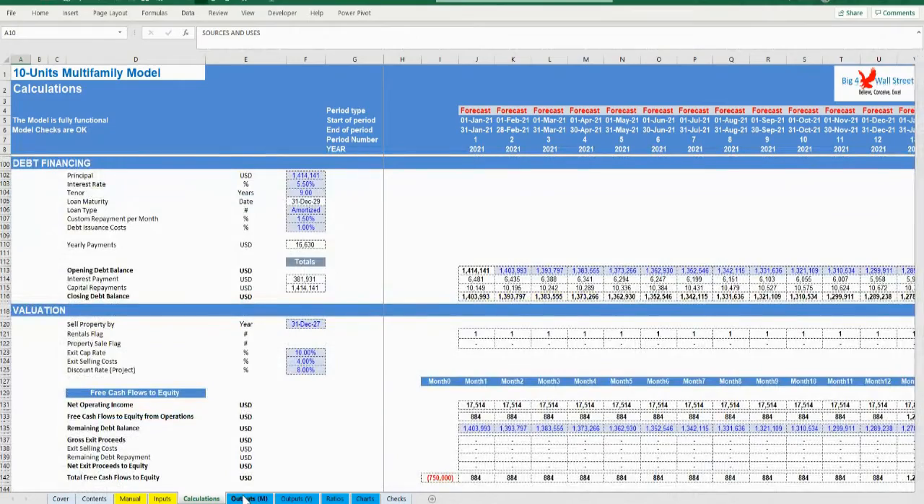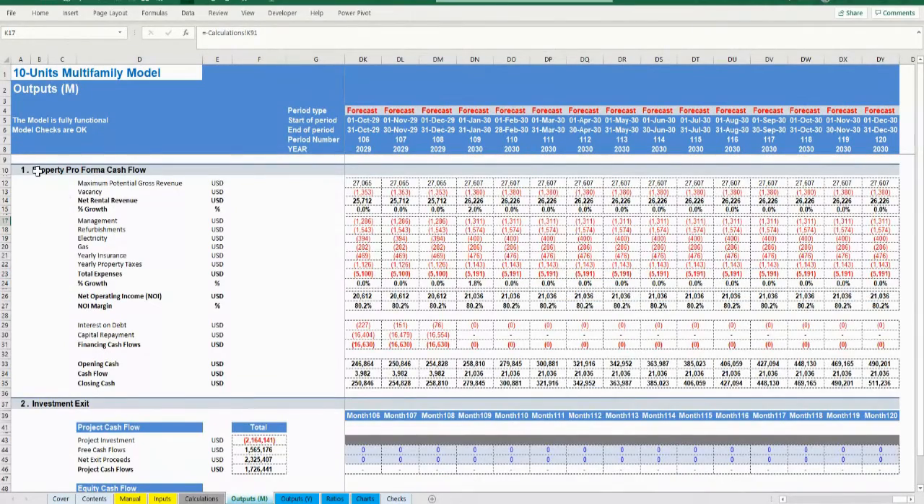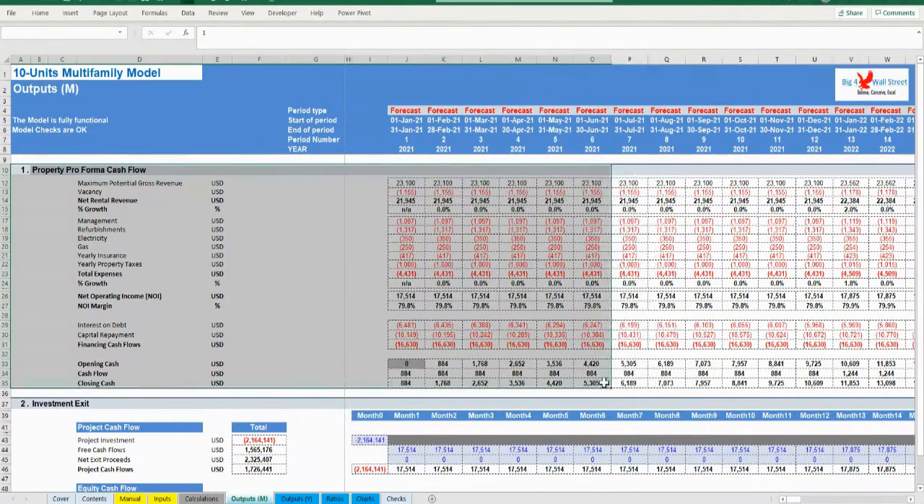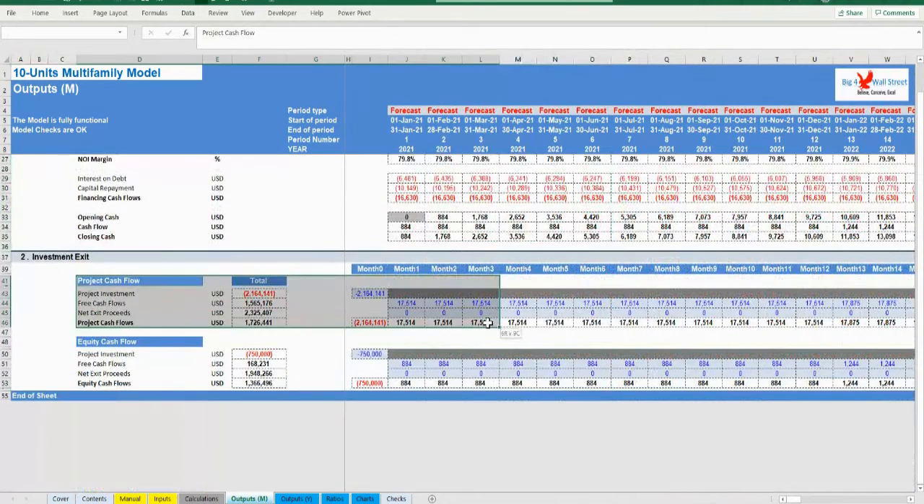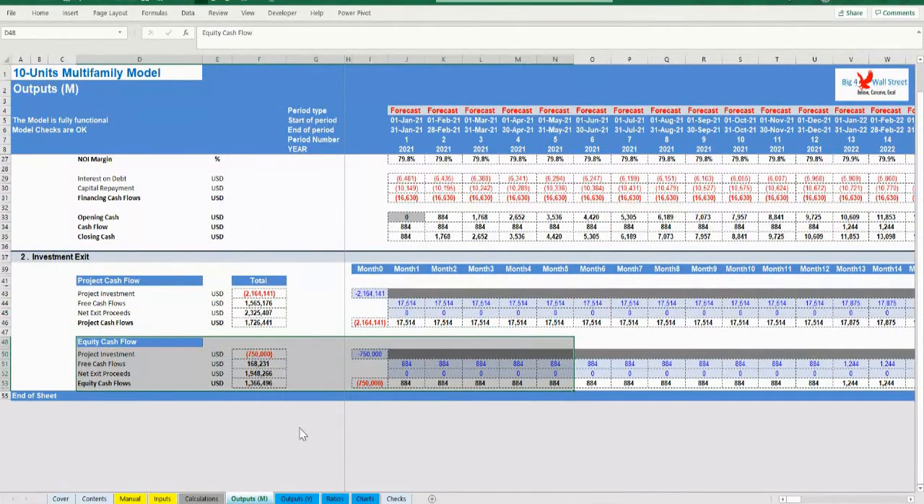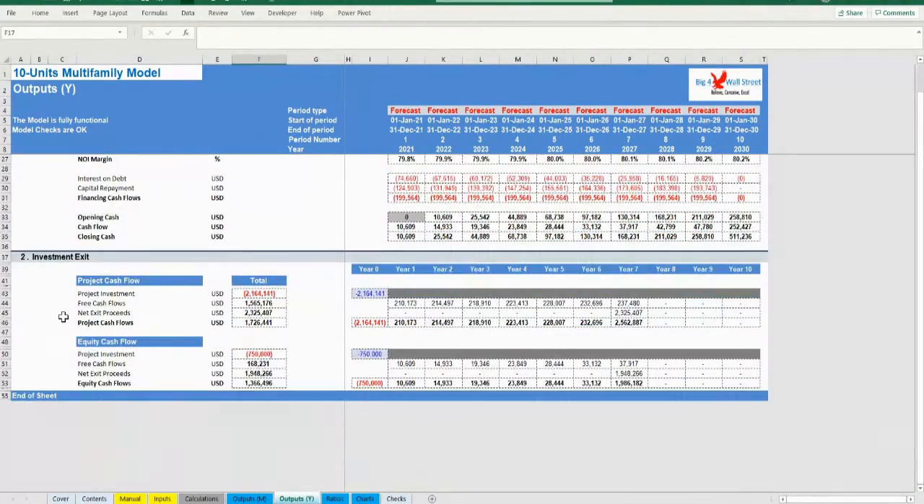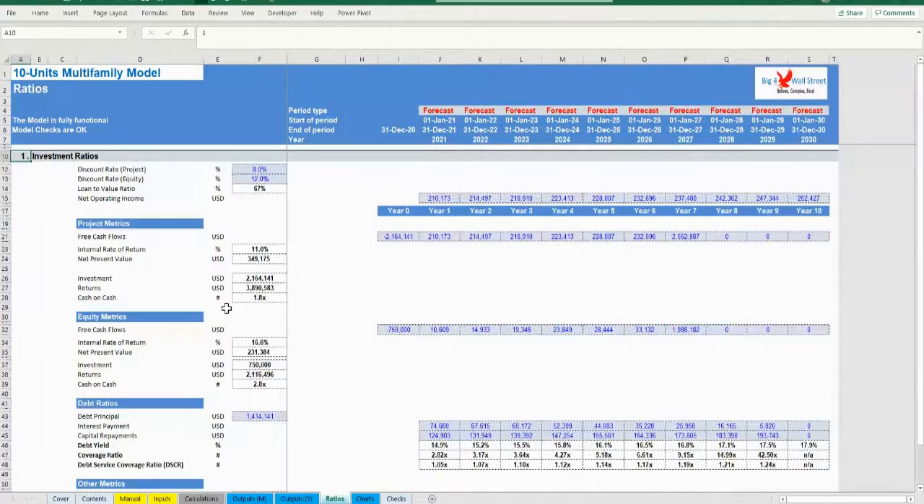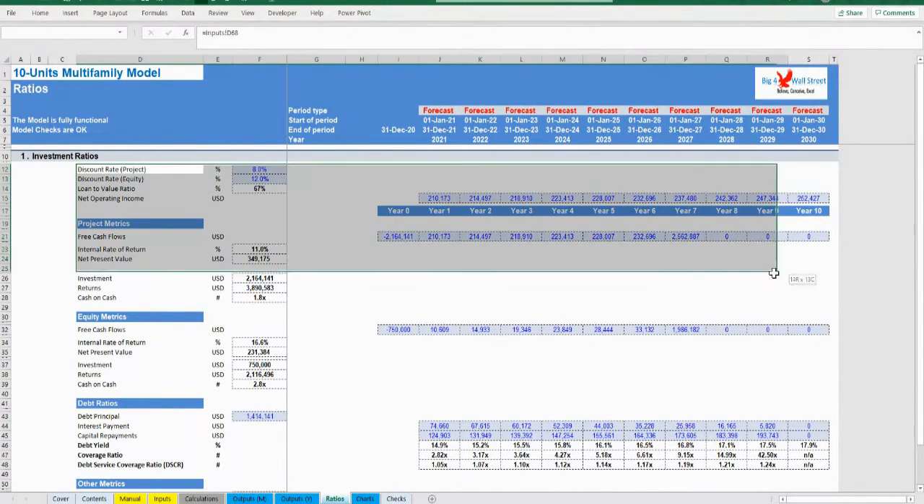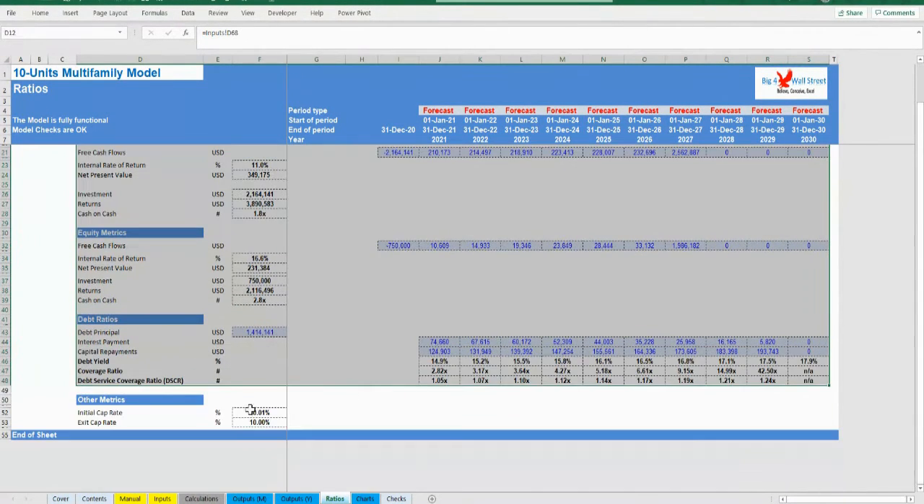On the Outputs tab everything is aggregated into a cash flow statement, together with a free cash flow on a project basis as well as on an equity basis. The same is done on a yearly basis on the next Output tab. The most important investment metrics are presented on the Ratios tab, where you will find all the relevant KPIs summarized.